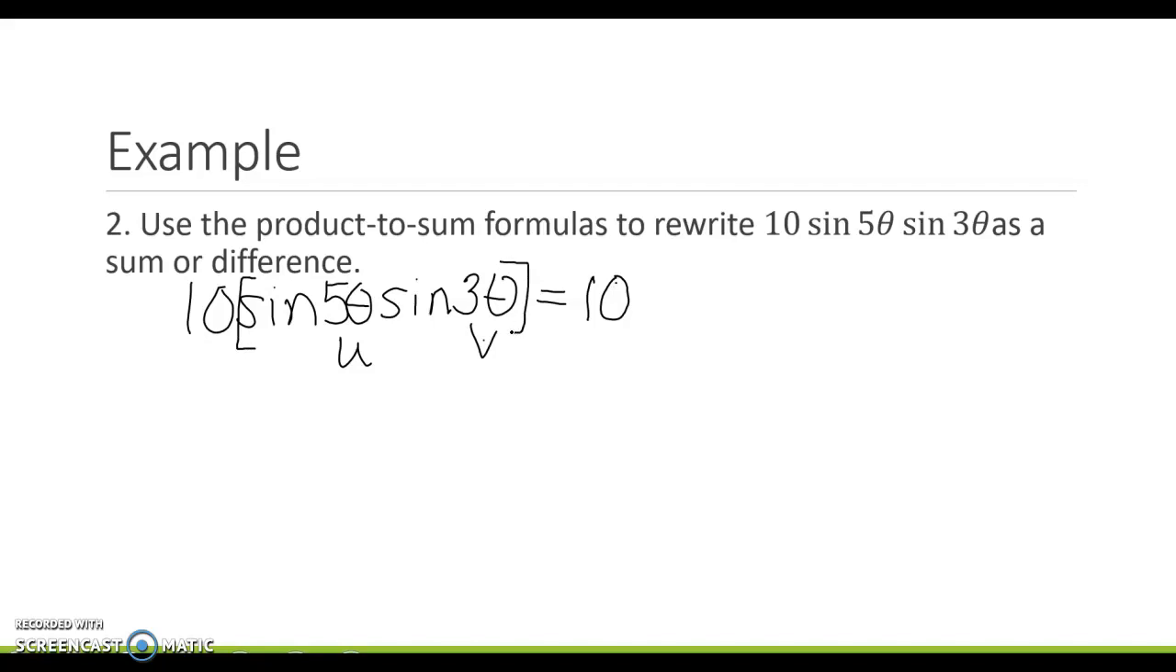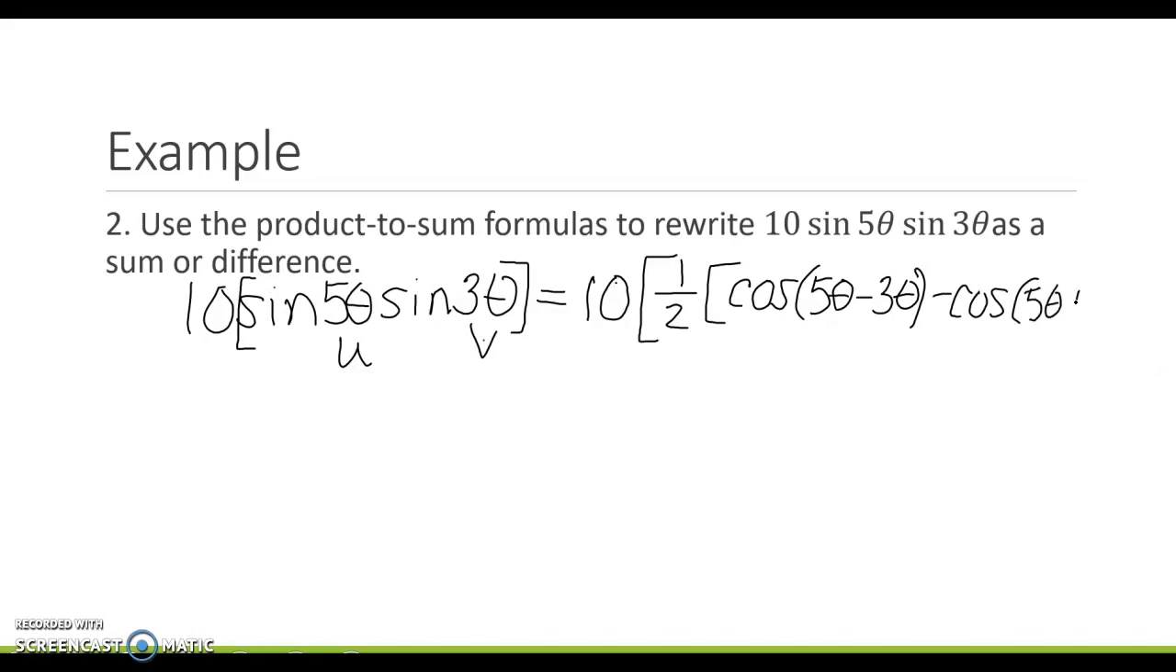And in this case, I'm going to be looking at the first identity. So the first identity looks like this. We have a 1/2 and then cosine 5 theta minus 3 theta, so u minus v, minus cosine 5 theta plus 3 theta.